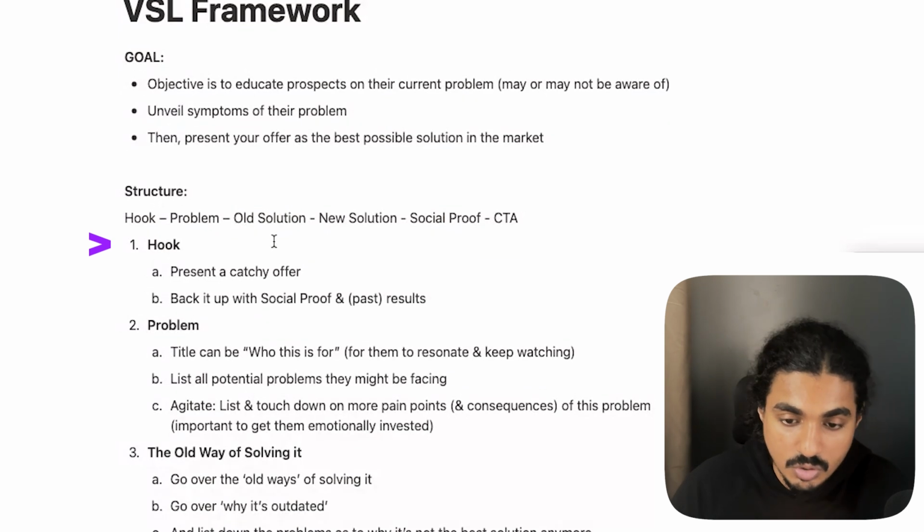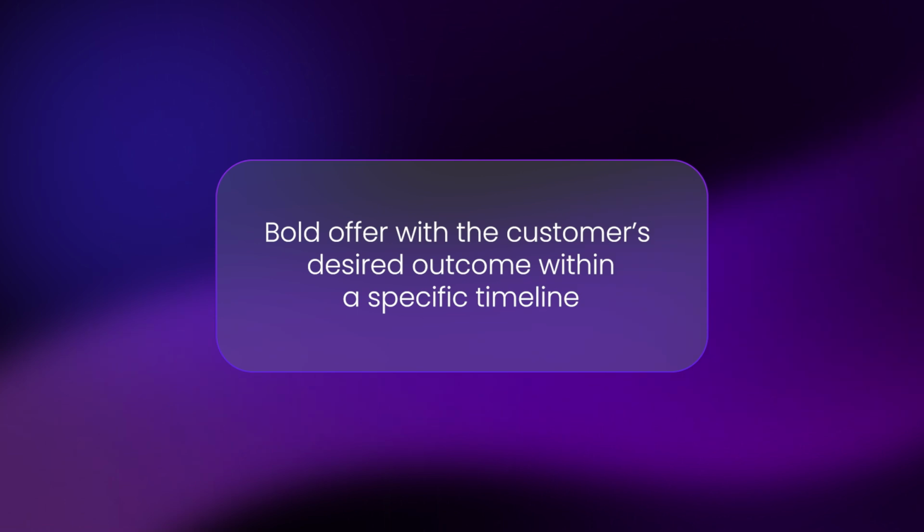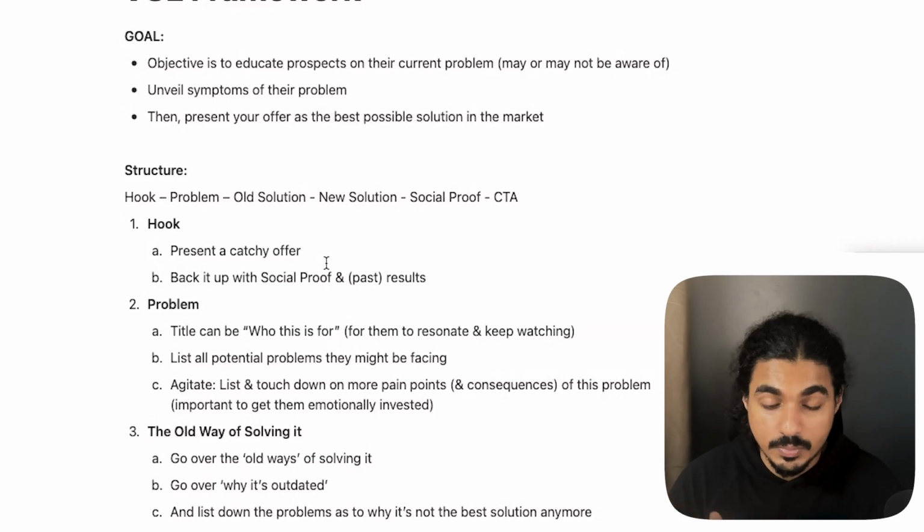So it starts off with a hook where you present a really catchy offer. You present something that is bold, a desired outcome for a customer in a specified timeline, or anything that hits the mark in your industry. This is something you want to have figured out before you write the script. Once that is presented, you want to give a quick glimpse of results you have already got using this methodology. What we are doing here is trimming down the skepticism. We want to back up our claims with proof as soon as possible so that you gain the viewer's trust.